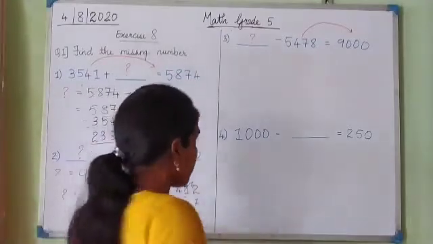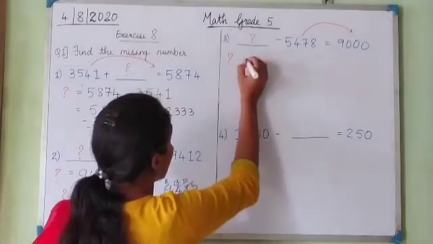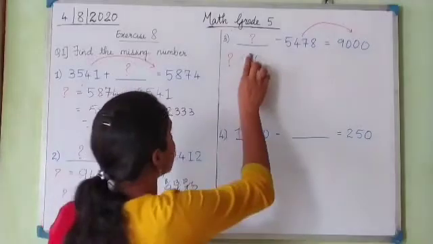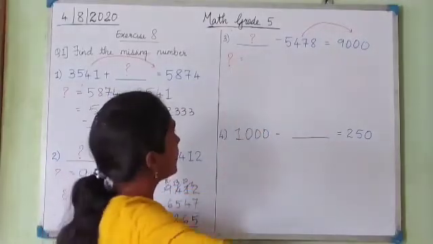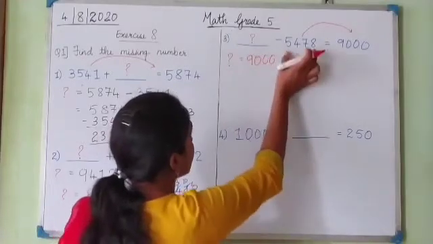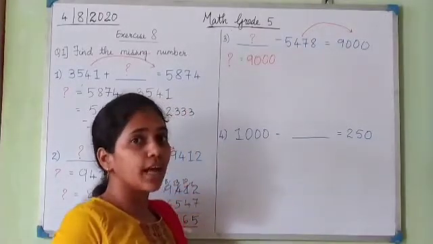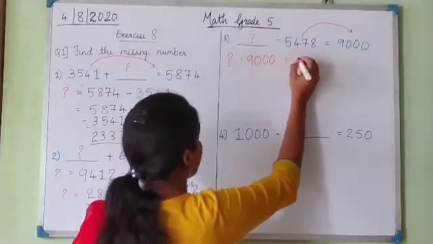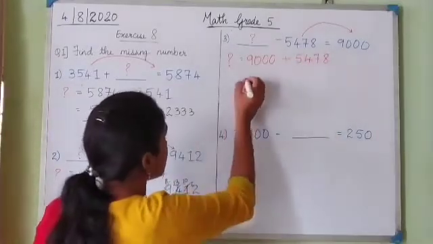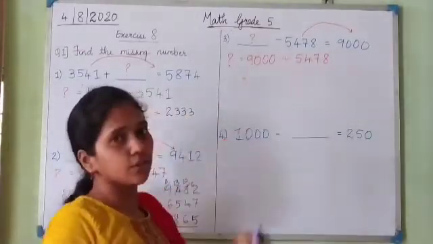Okay, so this equal to sign I keep as it is. Then I write 9,000. Sorry, this pen is not working, I will write it with a red pen only. So I write 9,000, and this number after going to this side will get what? It will get added, right? So I will write plus 5,478. So now this becomes 9,000 plus 5,478. So we have to now find the answer of this addition.